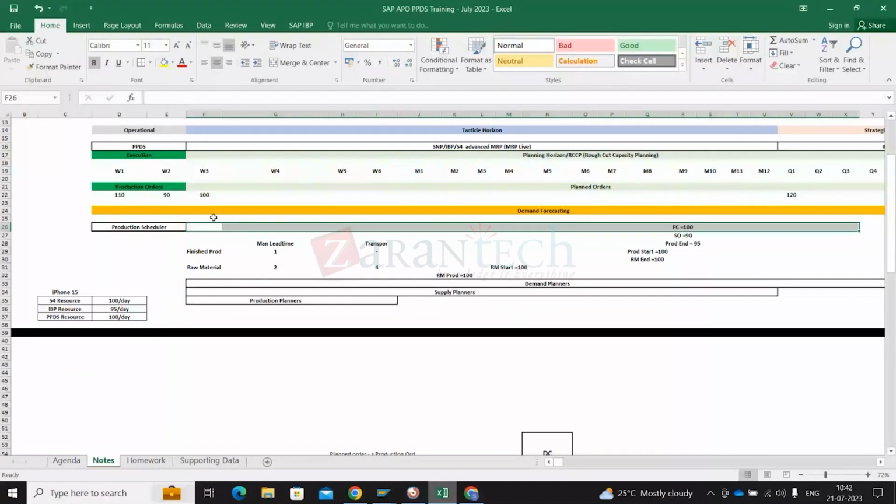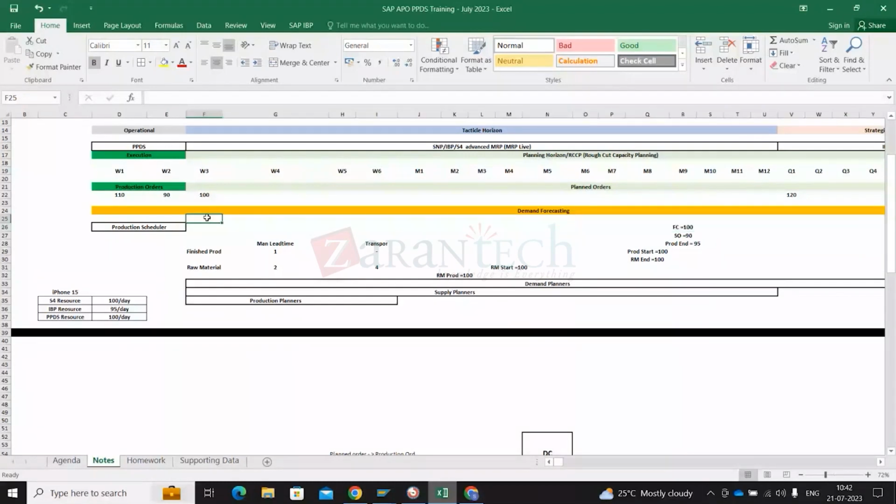The moment you either apply a firming indicator or convert it to a production order, the planning tool, MRP, IBP, SNP, none of them can see it. Nobody can change it anymore.